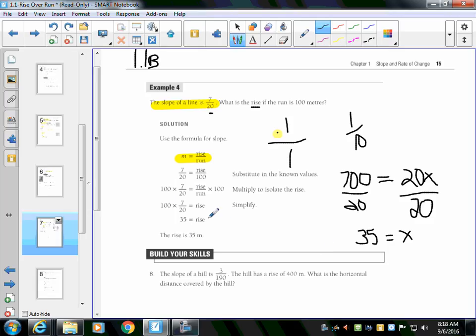Over here, they did it slightly different. They multiplied by the lowest common denominator and then crossed out stuff, like the run was 100, the run was 100. 100 divided by 20, that's 5. 5 times 7 is 35. I actually prefer this way, but it's whichever way you want to go about and solve.